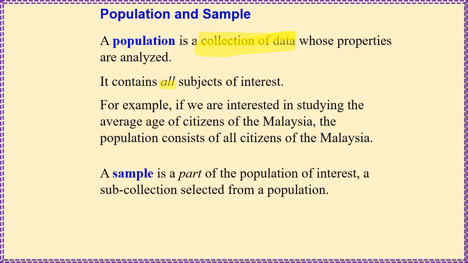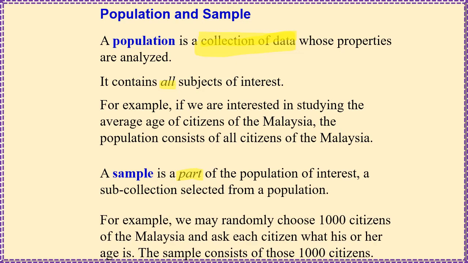But a sample is a part of the population of interest, a sub-collection selected from a population. So this is a subset of the population. For example, we may randomly choose 1,000 citizens of Malaysia and ask each citizen what his or her age is. So the sample consists of those 1,000 citizens. For population, we are considering all the subjects of interest, but for sample, we just take a part from the population.